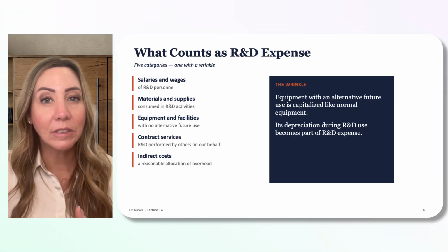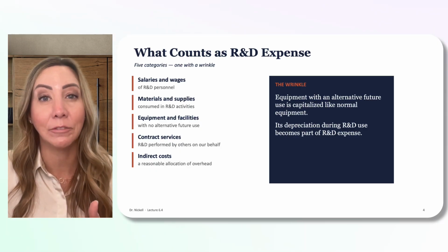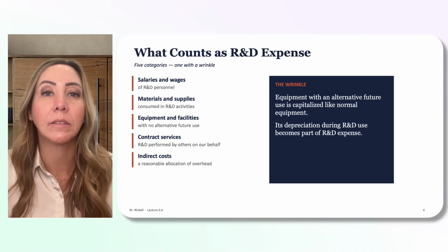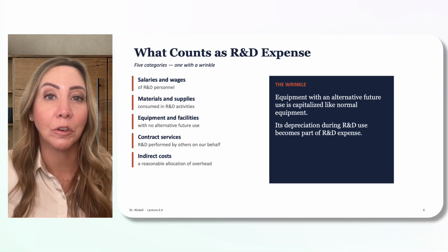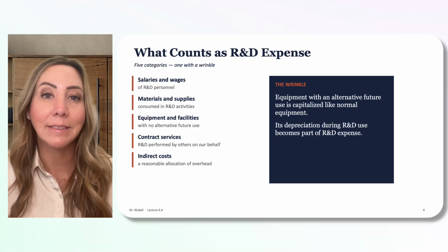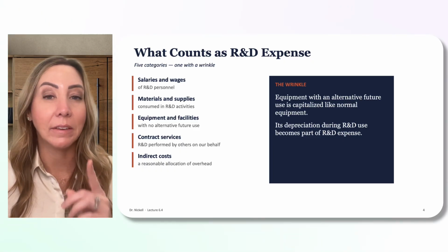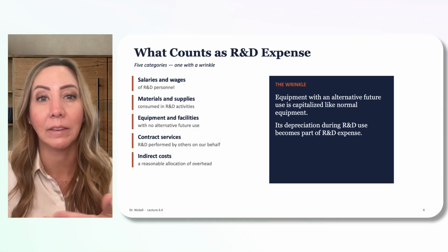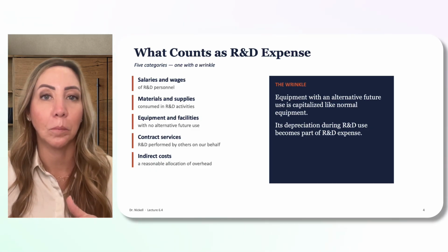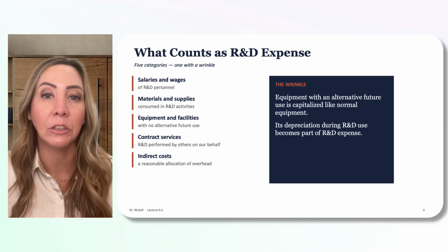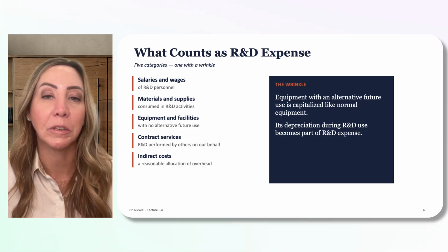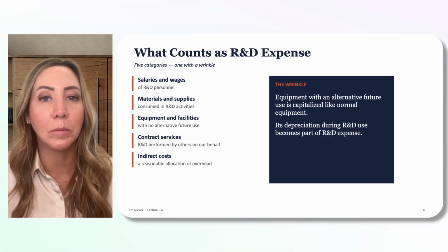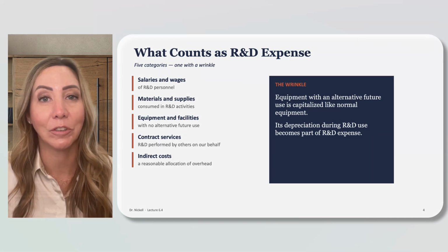5 categories. First, salaries and wages of the scientists, engineers, and staff doing the research. Second, materials and supplies consumed in R&D activities. Third, and this is the one with a wrinkle, equipment and facilities used in R&D. If that equipment has no alternative future use beyond the research project, its entire cost is expensed immediately. But if it does have an alternative future use, say a lab building that can be used for other purposes, we're going to capitalize it like normal equipment, and the depreciation during its R&D use becomes part of R&D expense. Fourth, payments to outside firms that perform research on our behalf. And fifth, a reasonable allocation of indirect costs related to R&D effort.